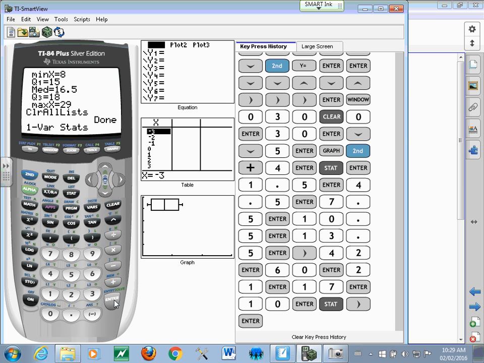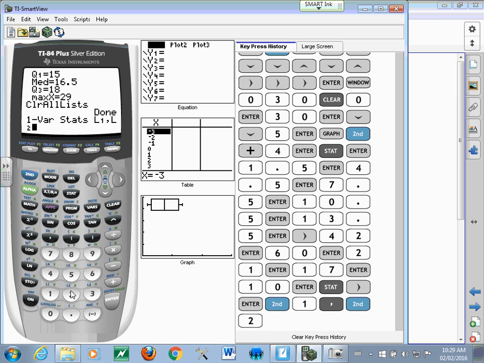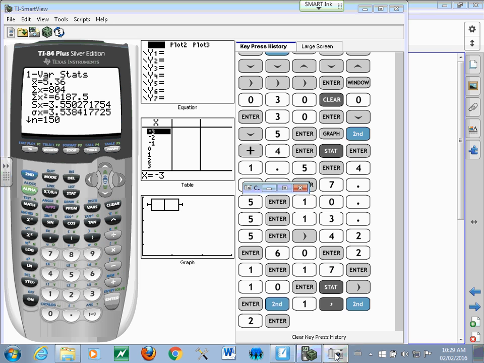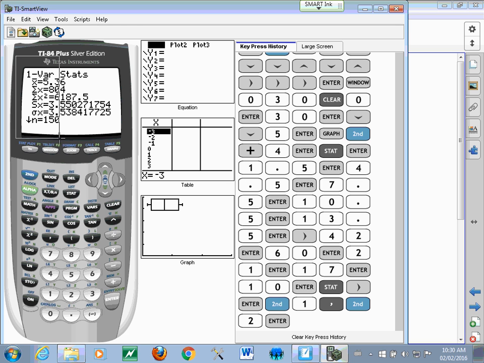Okay, and now we've got to tell the calculator that my data isn't just in L1, it's in L1 and L2. So I'm going to go second 1, comma button, which is above the 7, and then second 2. So I'm telling my calculator where things are. I press enter, and again I've got my stat screen, so I'm going to just quickly snapshot it. Hopefully, if it wants to snap, there we go.